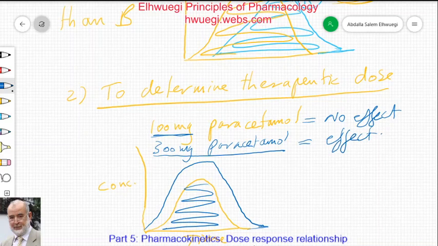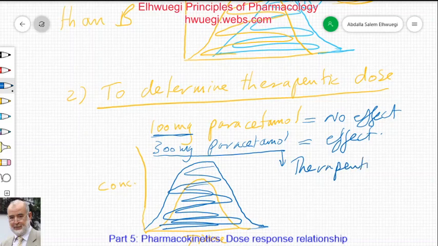In this case, this dose produced an action, produced an effect. So the dose is known as therapeutic dose. Okay? Therefore, not any dose will be therapeutic. Therapeutic dose is the dose that can produce certain concentration in the blood that can end up with an effect.